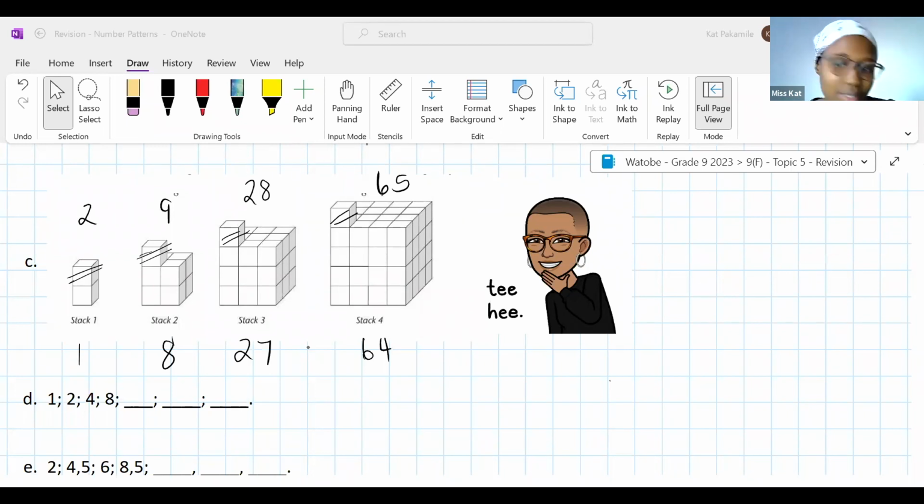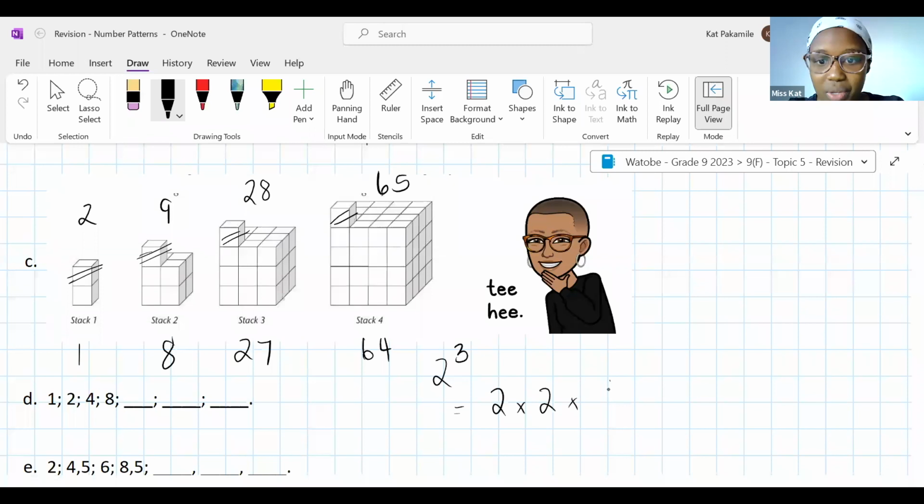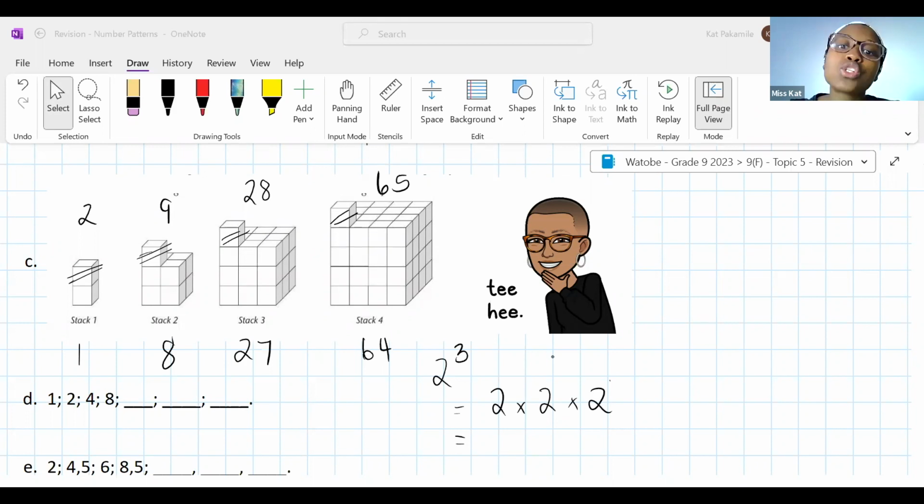Let's go back to our exponents lesson. People, let's stop. 2 cubed, that's how we write it, means 2 times 2 times 2. It doesn't mean 2 times 3. And it is not 2 squared. Okay, you guys need to learn your vocabulary. 2 cubed means you multiply it by itself 3 times. So now I'm asking again, what is 2 cubed?